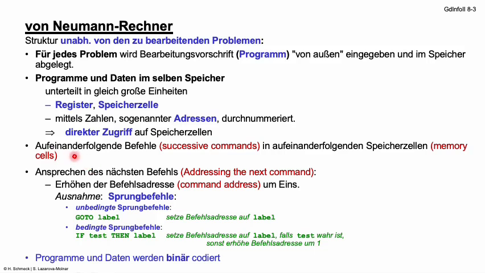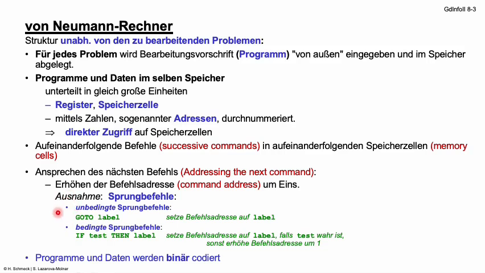And then the successive commands are always stored in successive memory cells in a program. So when you execute a program, you execute it sequentially. Basically, when you want to access the next command, you just increase the command address by 1. And of course we have exceptions whenever we have jumps in programs.